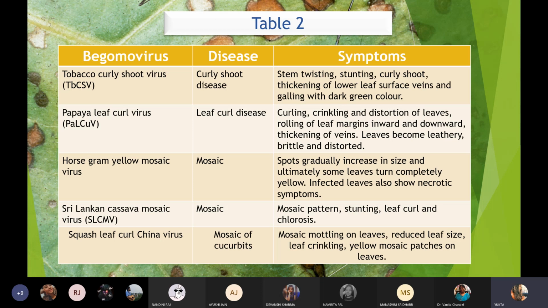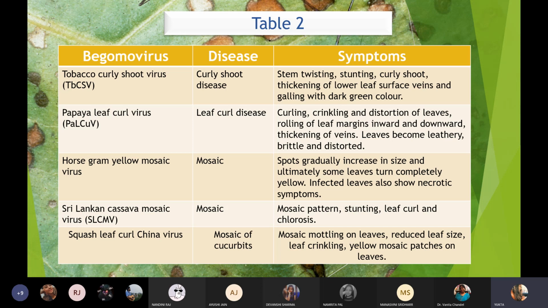The symptoms are curling, crinkling, and distortion of leaves, reduction of leaf lamina, rolling of the leaf margin inward and downward, and also the thickening of veins. Leaves become brittle and distorted, and the plants are also stunted. So the affected plant does not produce flowers and fruits. The next is horse gram yellow mosaic virus, which causes the disease mosaic.